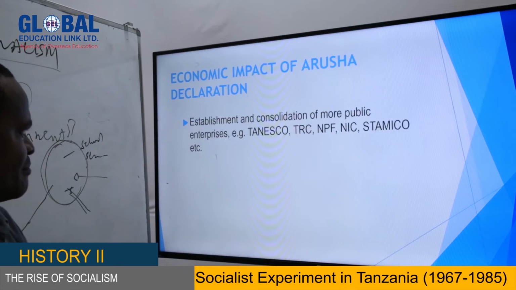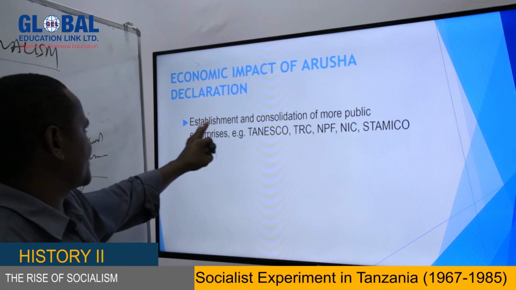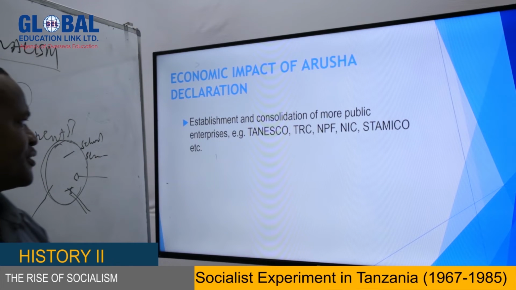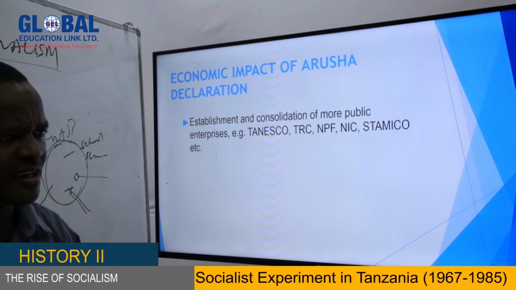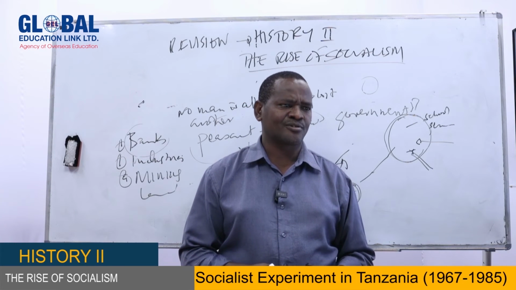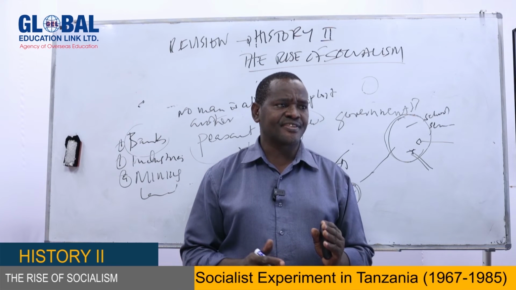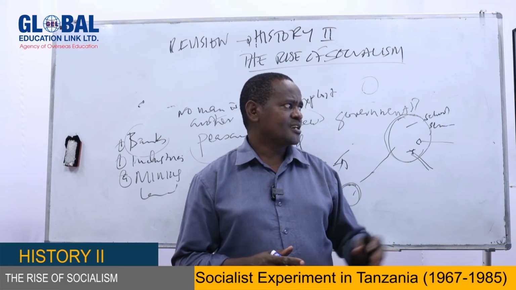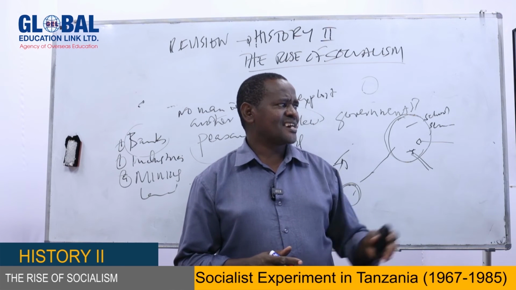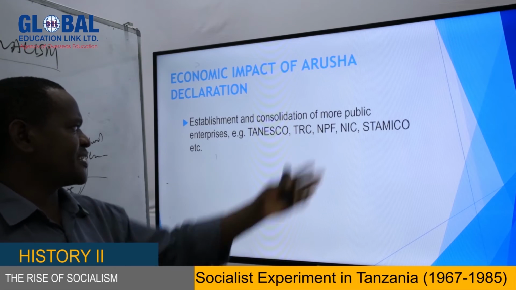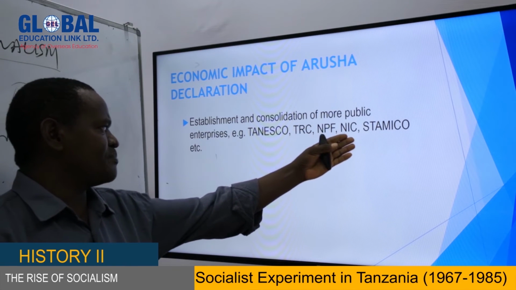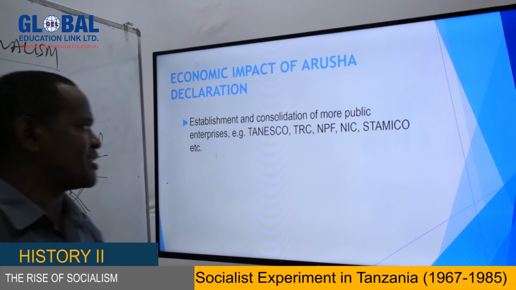This is just another example. My dear students, let's now go to another economic impact, and this is the establishment and consolidation of more public enterprises. We are talking of the government parastatals. Those which were existing were either consolidated and other new ones were established. We are talking of TANESCO, TRC, Tanzania Railway Corporation, NPF, National Insurance Company, Tamico, and so on.